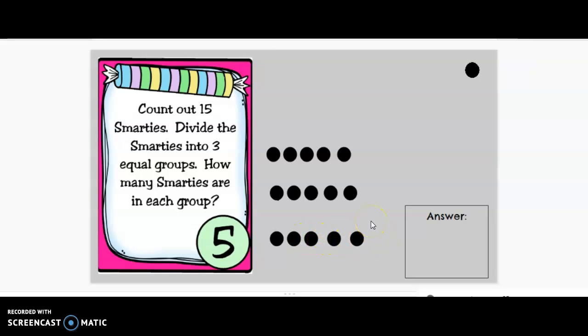All right, so we have 5 Smarties in each of our equal groups. So we're going to go to our answer box and type 5.